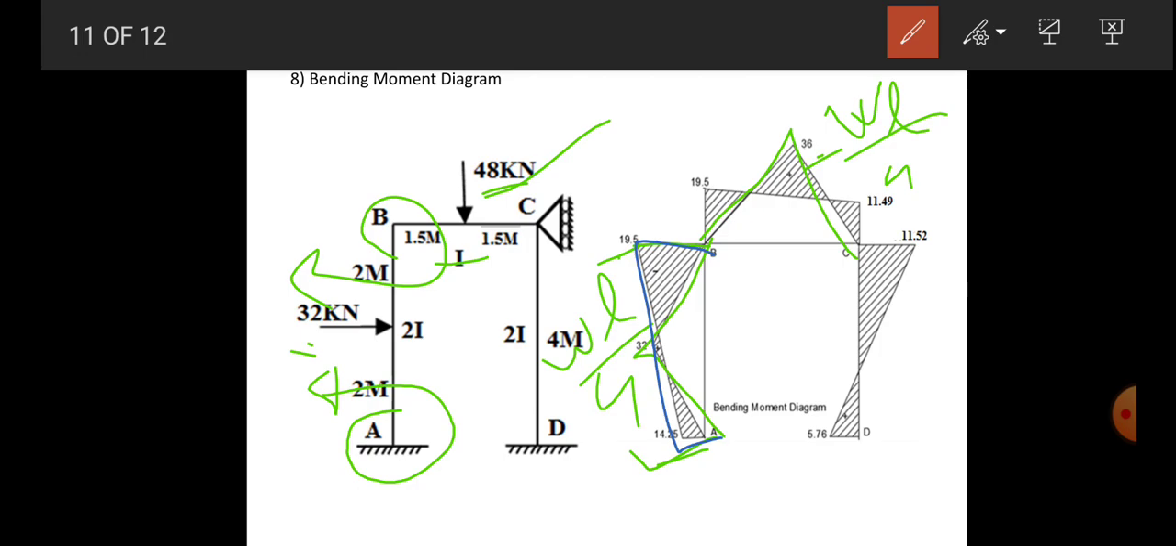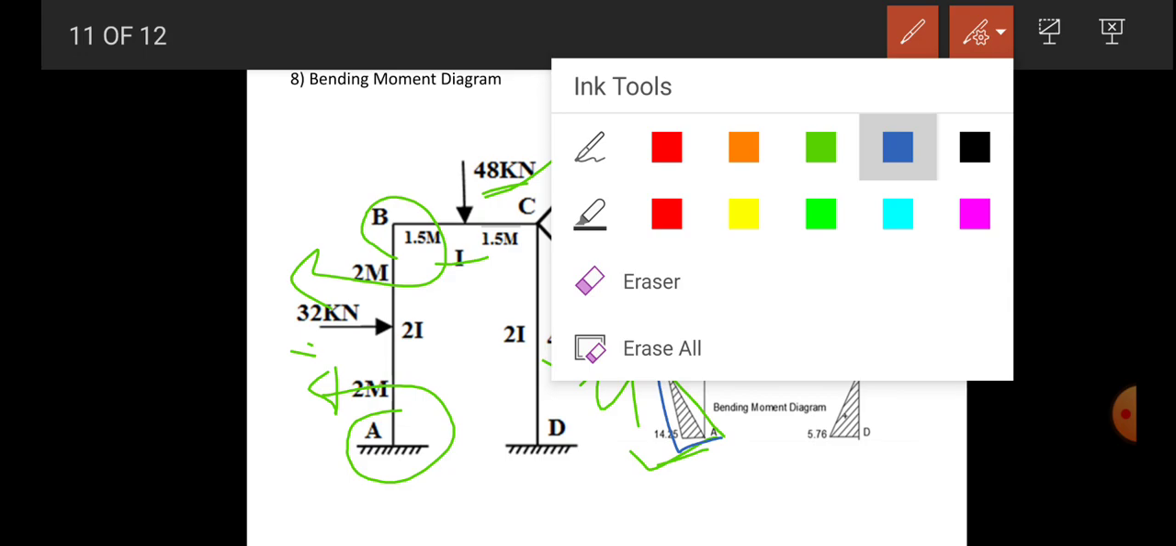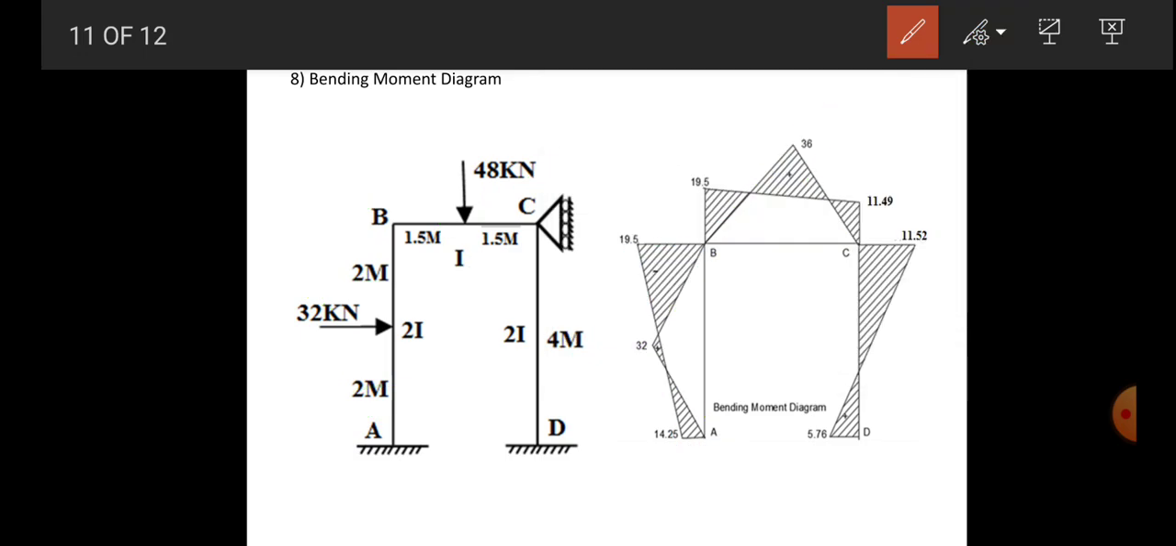Now next is for BC. For B end, the value is plus 19.5, so rotate about B in an anti-clockwise direction. After rotation, the arrow is coming up, so show up. Now at end C, it is minus 11.49, so rotate about C in a clockwise direction, an arrow coming up, so you have to show up, and then by joining you will get the end moment diagram.